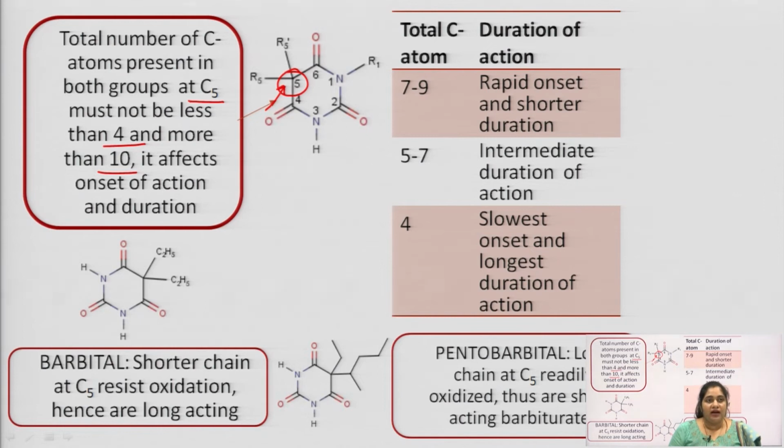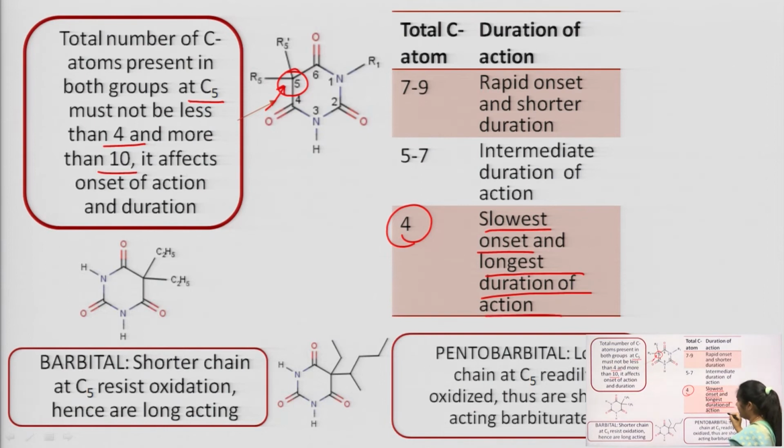So, the total number of carbon atoms present in both groups at carbon number 5 must not be less than 4 and more than 10. It will affect the onset of action and the duration of action as shown in this table. When both the R5 and R5 dash positions are substituted with ethyl group, ethyl means the total number of carbon atoms is 4. So, that will have the slowest onset of action and longest duration of action, that will stay for a longer period of time in the body.